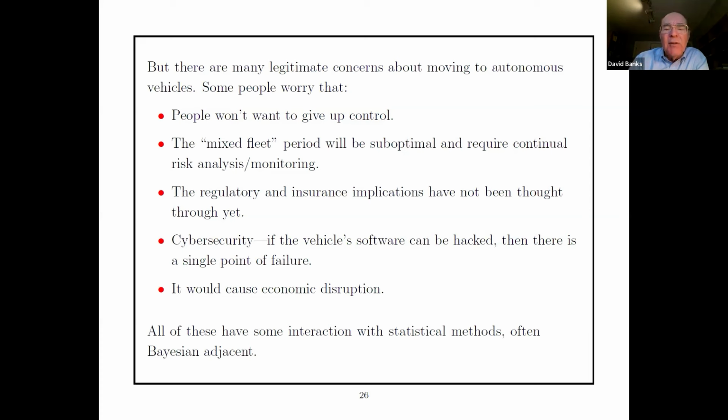And all of these issues have some interaction with statistical methods, and often they are adjacent to Bayesian methods. The fact that people don't want to give up control of a car, well, that's going to be assessed by survey methodology. And we're going to have priors on the characteristics of people who refuse to give up control, going to depend on age, gender, income, a whole batch of other features. And so we can develop methodology that will forecast how rapidly people will become willing to adopt AVs. The risk analysis in the mixed fleet period and beyond is going to be complicated and continual.